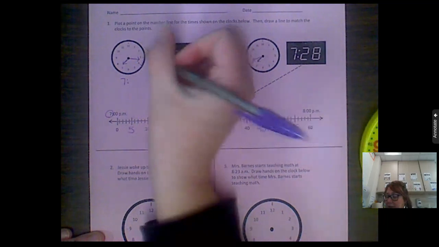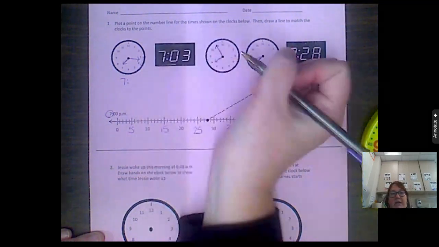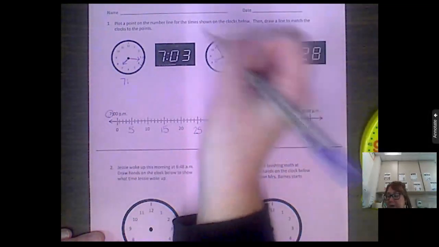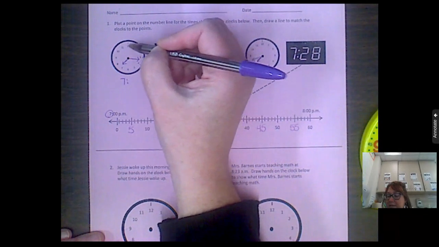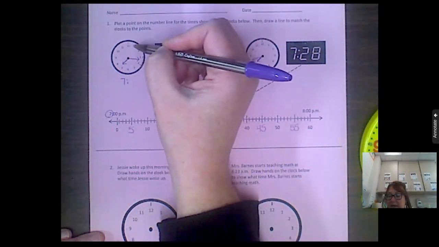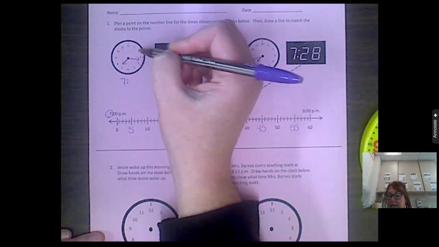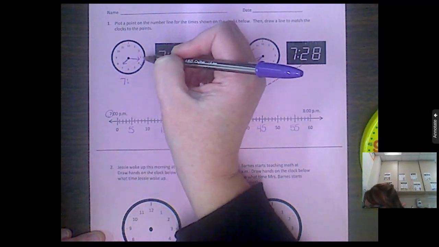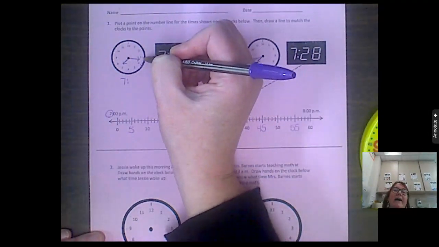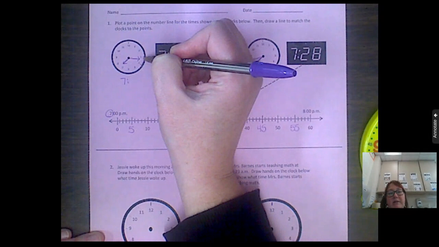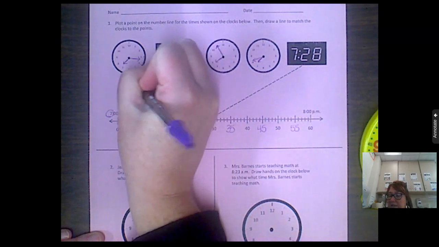But that's why we can draw in those little tick marks there for what we're missing. Okay. So we are at, this would be 0, and we've got 5, 10, 15. And then if we look, I think that it's 1 past the 15. Do you agree with me? So this would be 15, and then one more would be 16. So it would be 7:16, right?